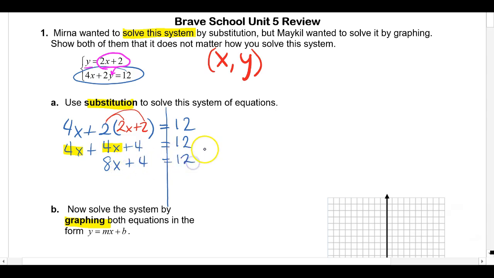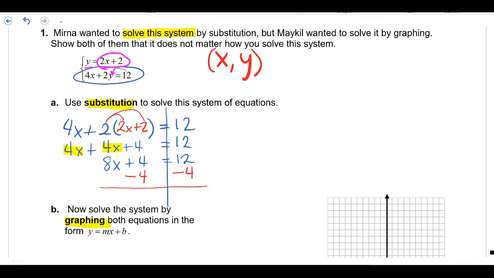and then equals 12. And now remember, I want my variables on the left, and I want the other numbers, or constants, on the right. So letters stay on the left. So here, that means the 8x needs to stay, and the 4 needs to go. And it's positive 4, so that means I need to subtract the 4. And then whatever we do to one side, I do to the other. So I subtract 4 on the other side too. That goes away. All I have is 8x now, equals 12 minus 4, which is 8.